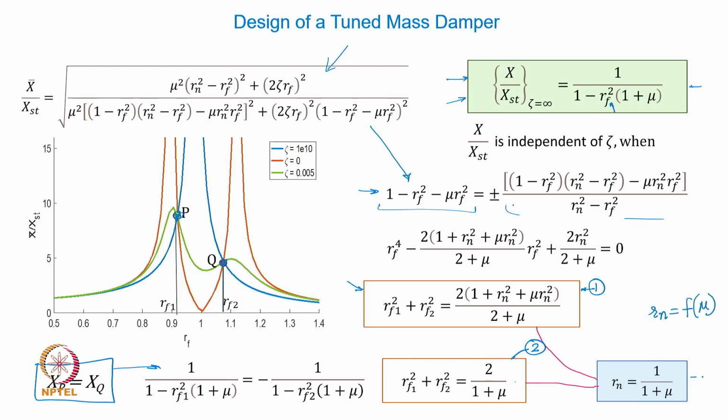What if I choose this natural frequency ratio? What is definitely guaranteed is that you will have the same amplitude at points P and Q.